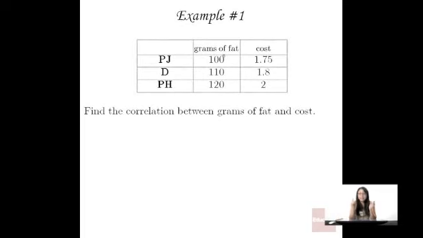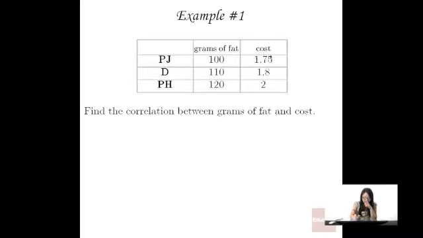All right, now using that information, let's try to solve this problem. Example 1. So here are the 3 pizza companies that we've looked at before: Papa John's, Domino's, and let's say Pizza Hut. And it says, find the correlation between grams of fat and cost.